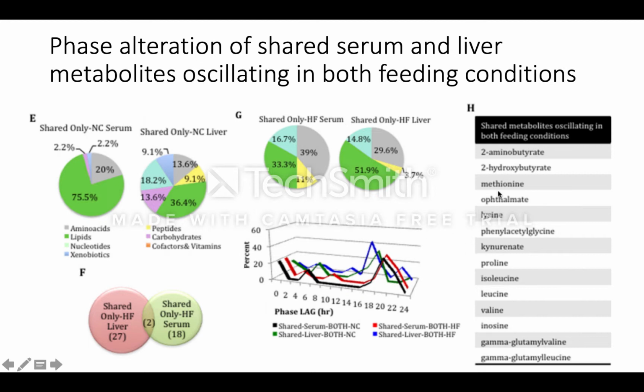Figure H shows the names of the 14 metabolites that are shared and oscillate under both of the feeding conditions in both of the tissues. Unlike the liver, however, serum metabolome is not phase advanced under the high fat density diet like it is in the liver.